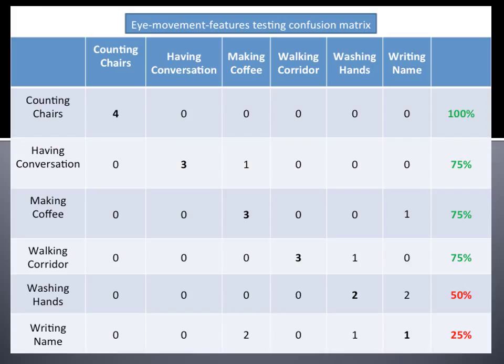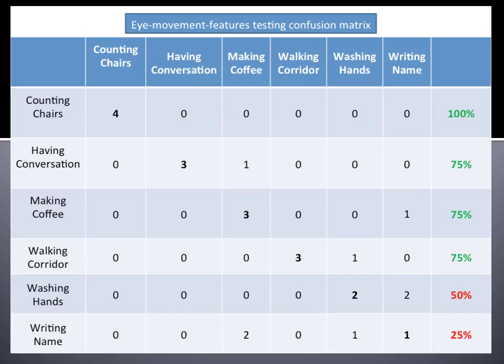Here is the confusion matrix from our test in regards to eye movement features. The diagonals show the correct classification for each task. Take note again that the count of patches that were correctly classified is always the highest for each specific task. Here the percentages of correctly classifying washing hands and writing name are very low compared to the others.